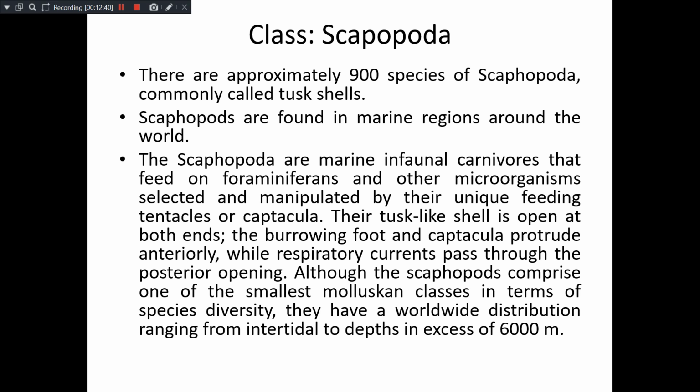These scaphopods are found all over the world in the oceans, and they are marine infaunal carnivores. They feed on foraminiferans and other microorganisms, which are selected and manipulated by the feeding tentacles that they possess. The feeding tentacles are also called captacula in the case of the scaphopod.